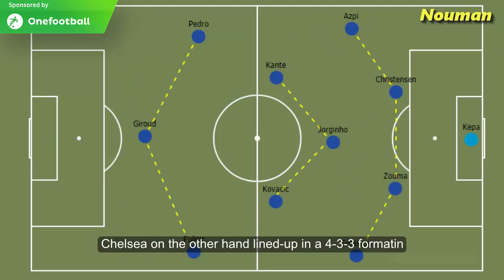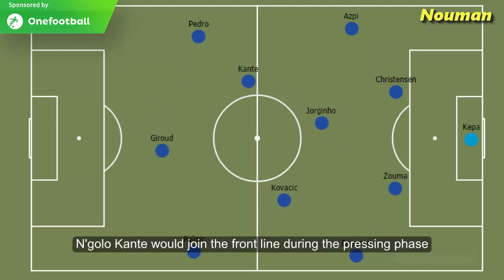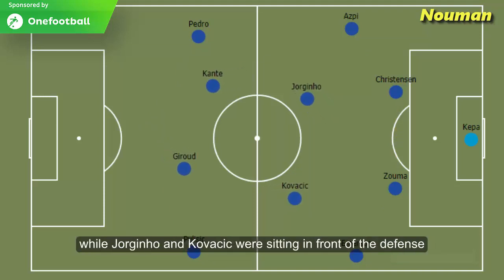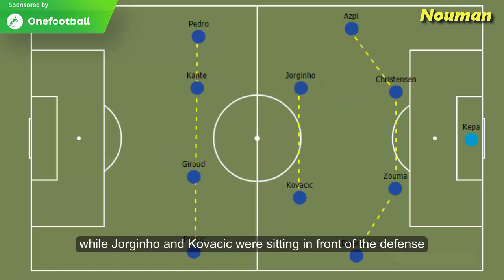Chelsea, on the other hand, lined up in a 4-3-3 formation, which often shifted to 4-4 during the pressing phase. And N'Golo Kante would join the front line during the pressing phase, while Jorginho and Kovacic were sitting in front of the defense.